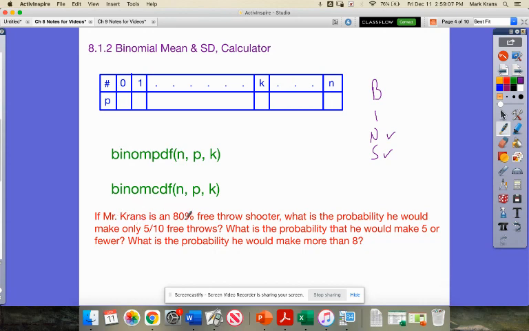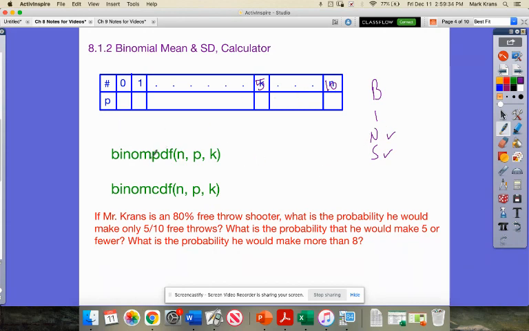Mr. Kranz's an 80% free throw shooter. What is the probability he would make only 5 of 10 free throws? So the most he could make is 10, and we're wondering what's the probability that he makes 5 out of 10. All right. We could find the probability that he makes 5 or fewer, exactly 5, 8 or more, right? We can calculate lots of probabilities in this.